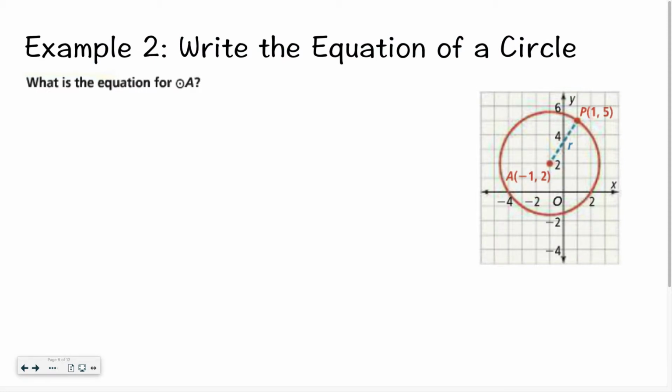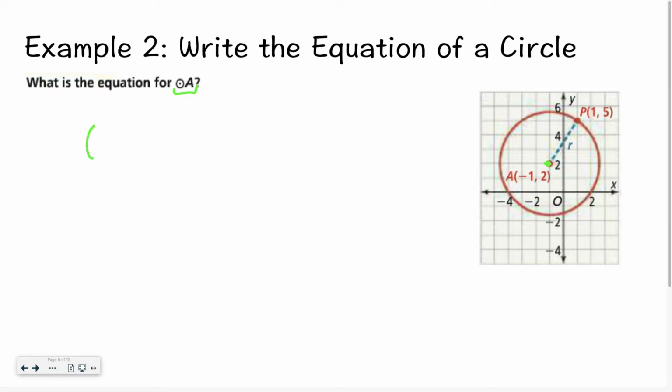And let's look at example 2 where we practice writing the equation for a circle. So what is the equation for circle A? And the way we name circles is by whatever point is in the middle. So if I had a circle and this was B, I would write it like this, circle B. So in this case, we're talking about a circle with the center A. That's why it's called circle A. All right? So anyways, let's practice writing the equation.